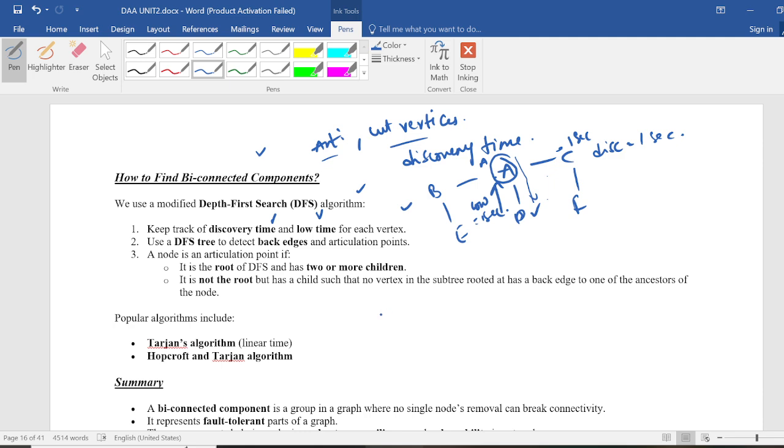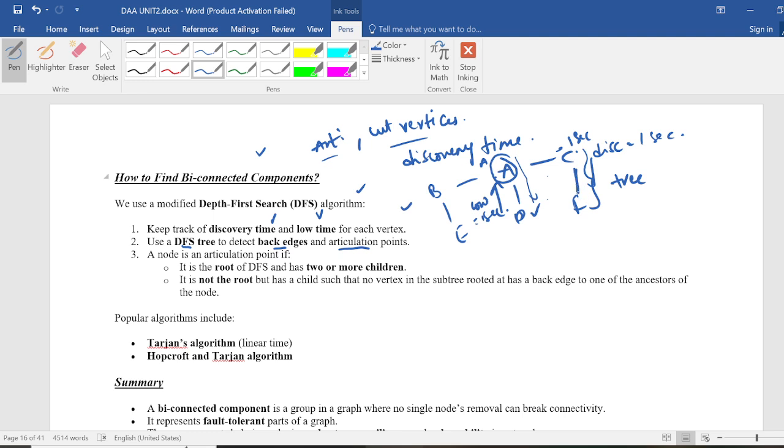So what is another concept? That is the back edge. Use a DFS tree, depth first search tree, to detect back edges and articulation points. As you move from one node to another in DFS, you are creating a tree. Sometimes you can find edges that go back to an earlier node. That is called a back edge.